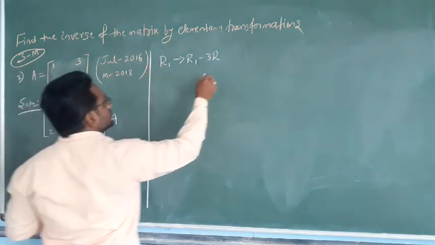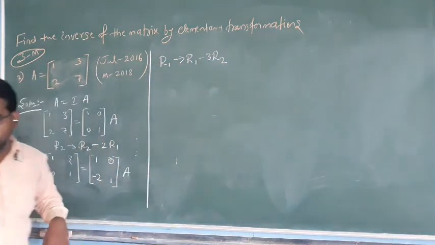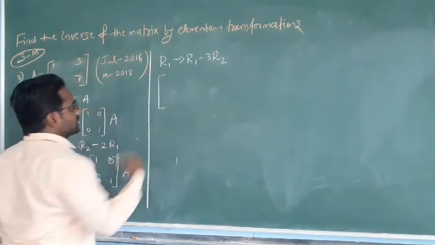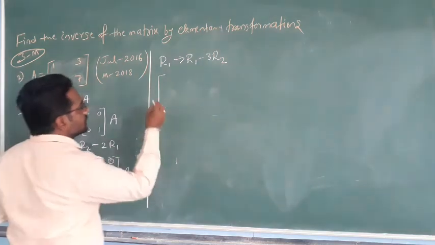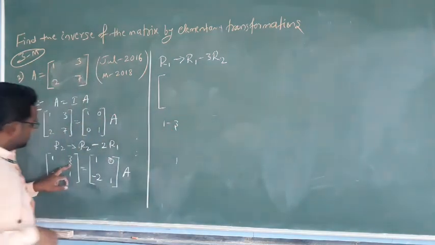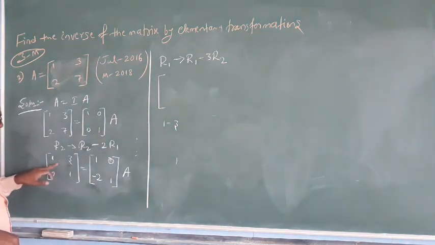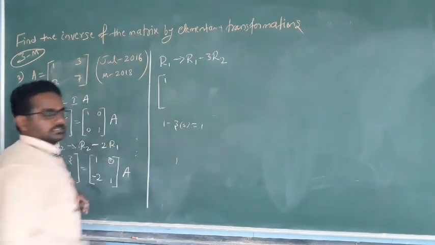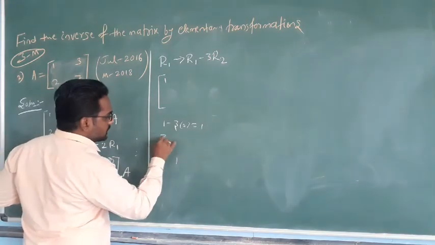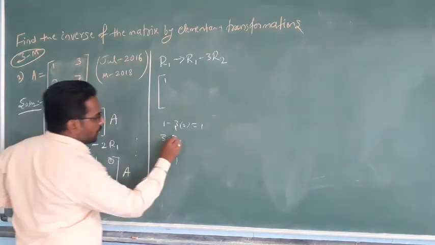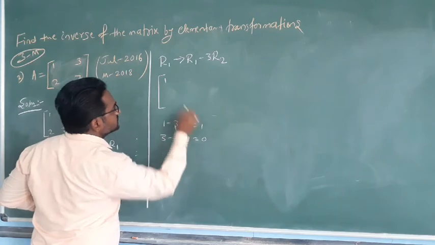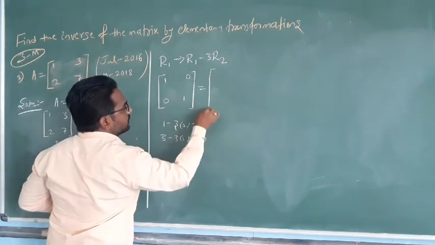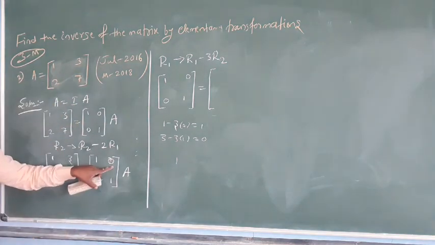Okay, R1 changes to R1 minus 3R2. So what is the thing here, students? 1, 3. So R1: 1 minus 3 into 0, so we will get the 1 here, first element. Next, 3 minus 3 into 1. 3 into 1 is 0. So 1 0, 0 1 already is there. So the first row elements, this one 1 0 is there.